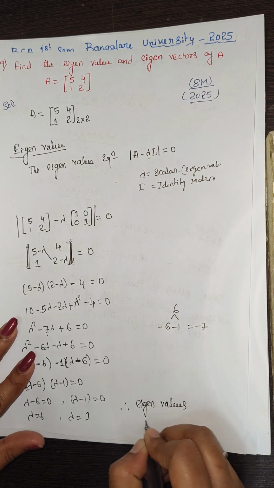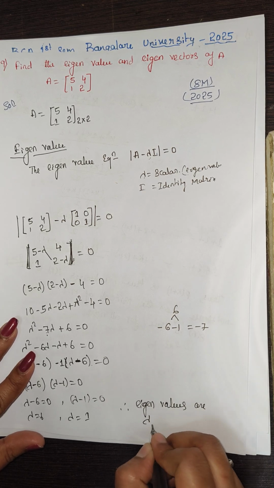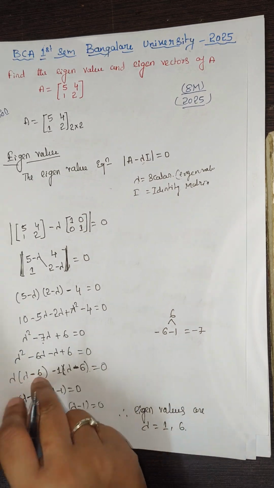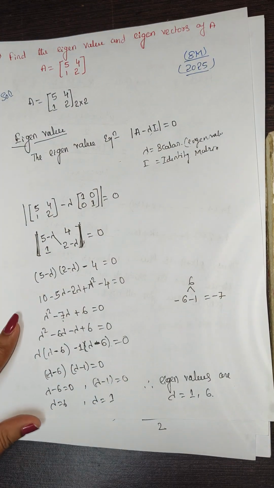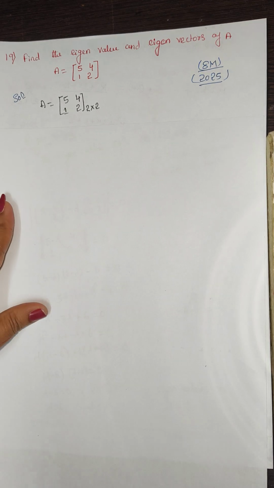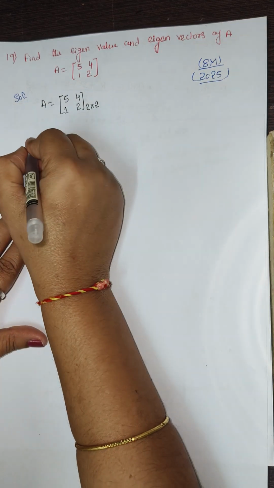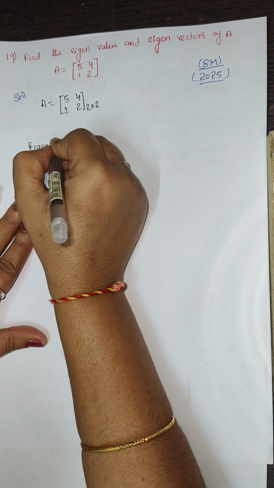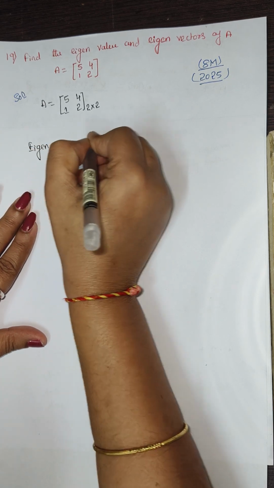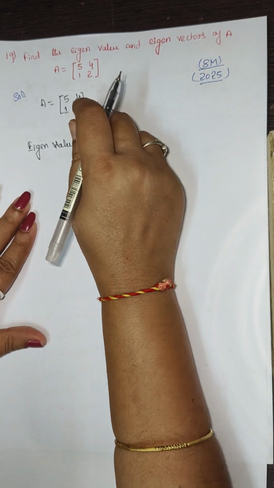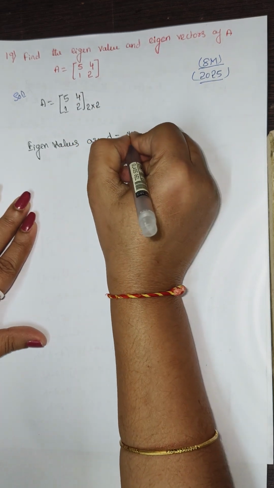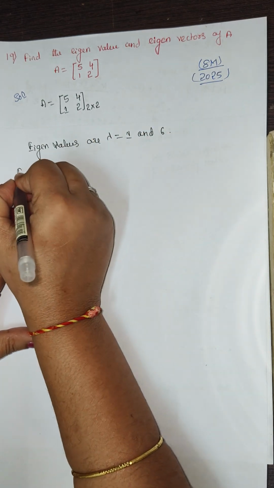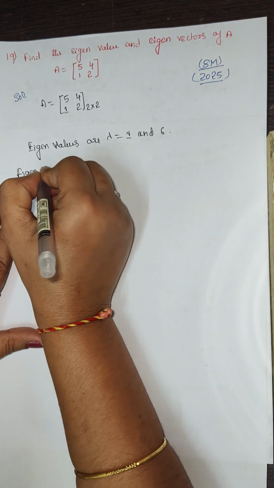Eigenvalues are lambda equals 1 and 6. Okay, now we need to find the eigenvectors. So first I will write the eigenvalues. What we got here, eigenvalues are lambda equals 1 and 6. Okay, now we need to find the eigenvectors.